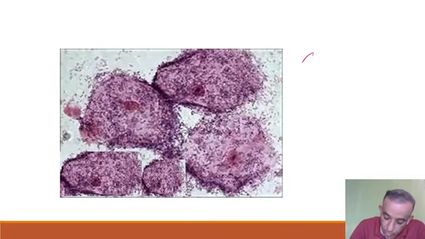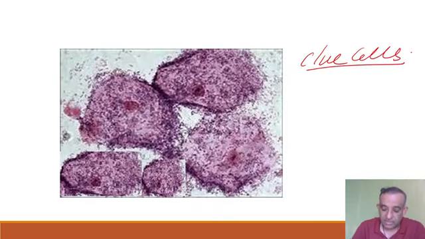So these are the clue cells of bacterial vaginosis. The vaginal epithelial cells with embedded bacteria. These are known as clue cells. And what is more important? There are clue cells in the vagina, but there is absence of leukocytes in the vagina because of the bacterial vaginosis.